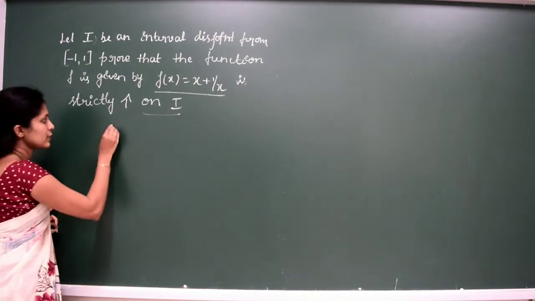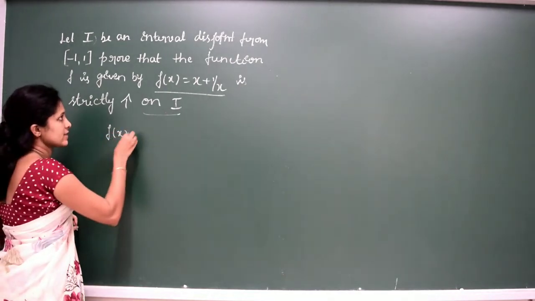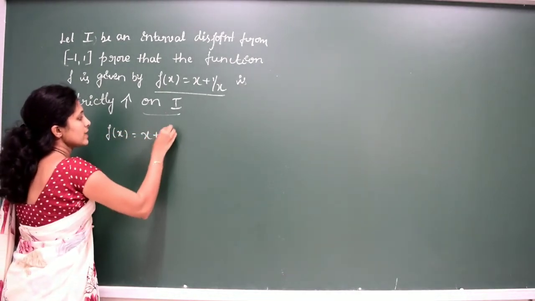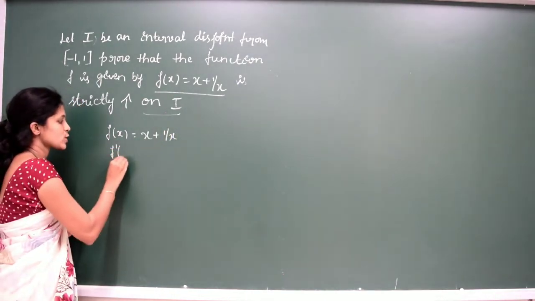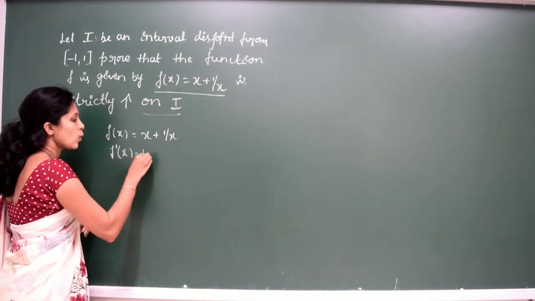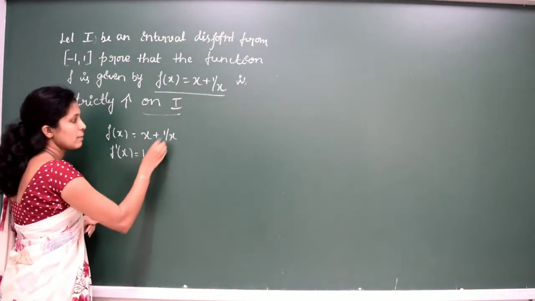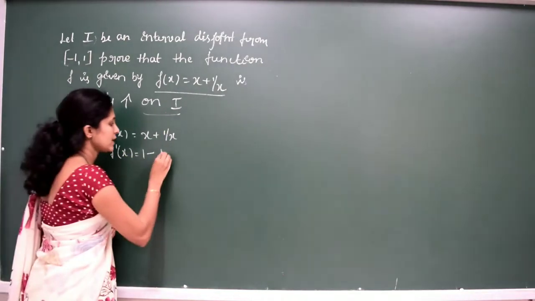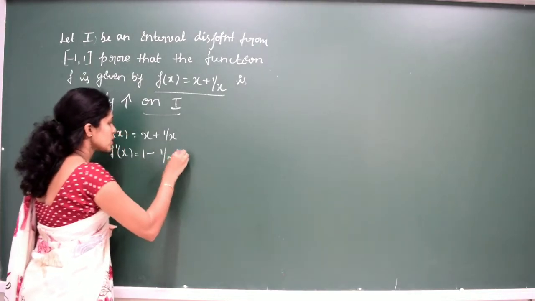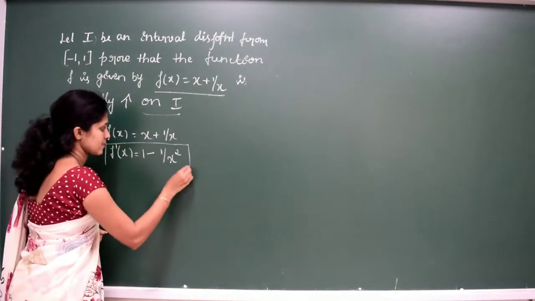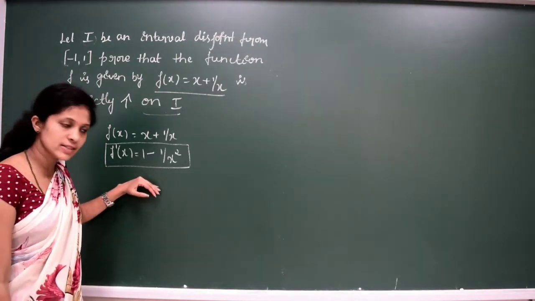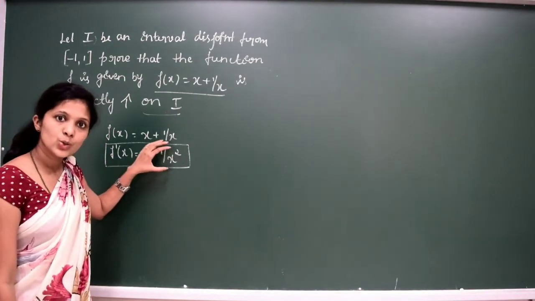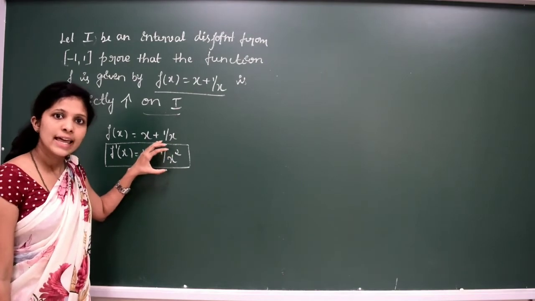First what we have to do, we will consider this f of x is equal to x plus 1 by x. Next you have to differentiate. So f dash of x will be equal to 1, derivative of x is 1, minus derivative of 1 by x, which is minus 1 by x square. So we got f dash of x. Is it clear? We got the value of f dash of x. To show it is increasing, this should be greater than 0. To show this is decreasing, this should be less than 0.